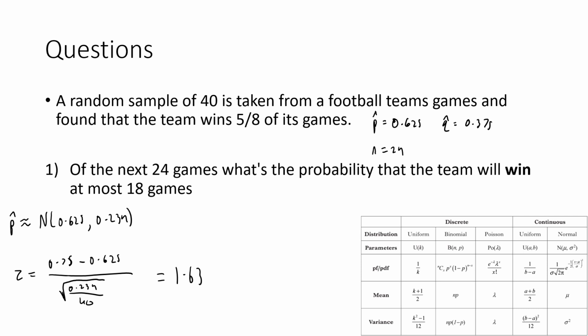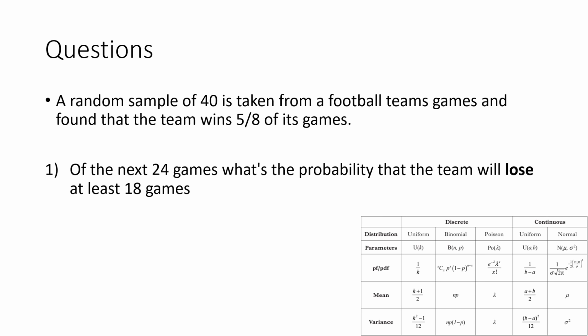Next thing we have to do is find the probability of getting that z value or less. The probability of z being less than or equal to 1.63 is 0.9484. And there's no continuity correction because a proportion is continuous, whereas a normal binomial is discrete.